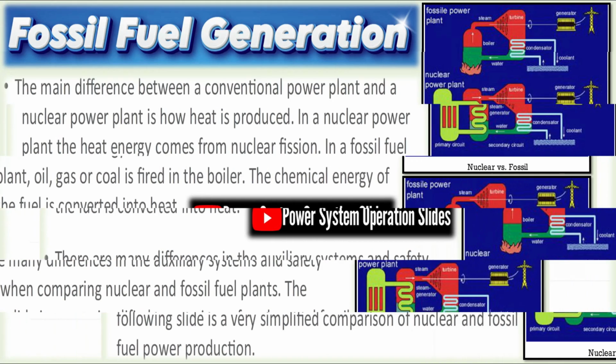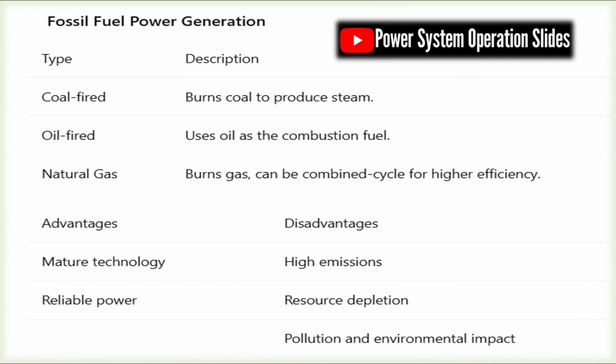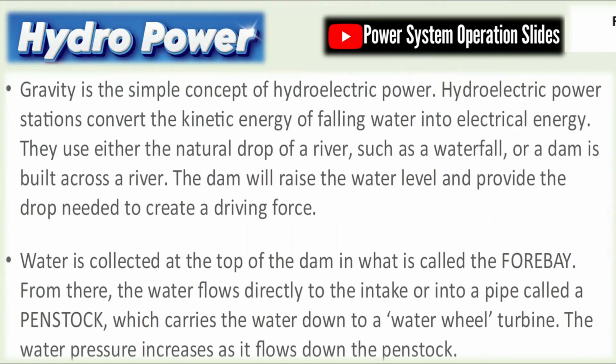Classification by prime mover: the prime mover is the component that converts thermal, kinetic, or hydraulic energy into mechanical rotation to drive a generator. Steam turbines are used in thermal coal, oil, nuclear, biomass, and some solar thermal plants. They require high-pressure steam and operate at high efficiencies when paired with regenerative or reheat cycles. These turbines are robust, reliable, and scalable.